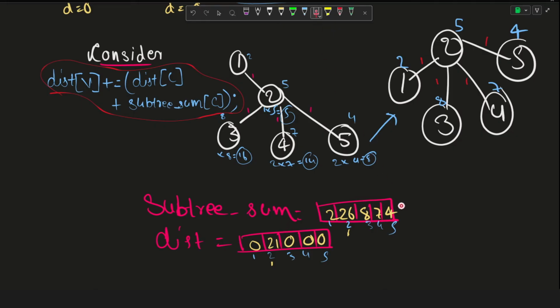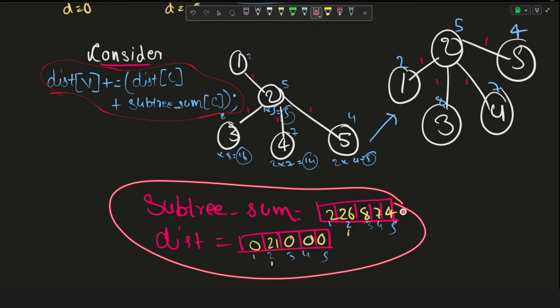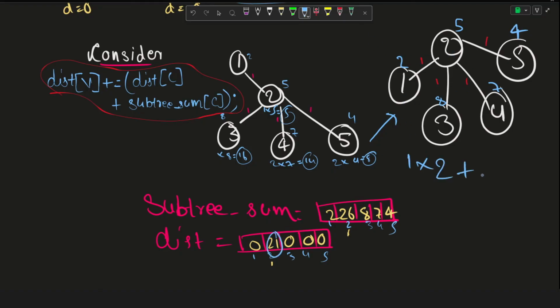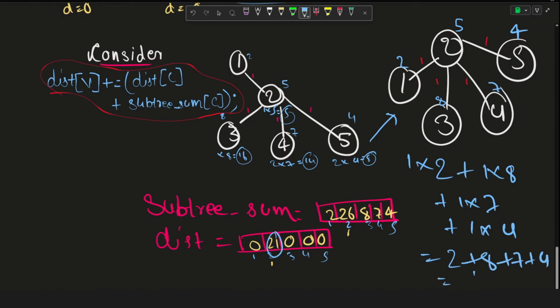So now if you see, this array represents this tree correctly, that is the tree when rooted at vertex 2. And since we wanted to find the answer when rooted at vertex 2, you can see in the distance array it is equal to 21 here only. And if you try to calculate also, see, 1 into 2 plus 1 into 8 plus 1 into 7 plus 1 into 4, then 2 plus 8 plus 7 plus 4, so it is equal to 21 exactly.